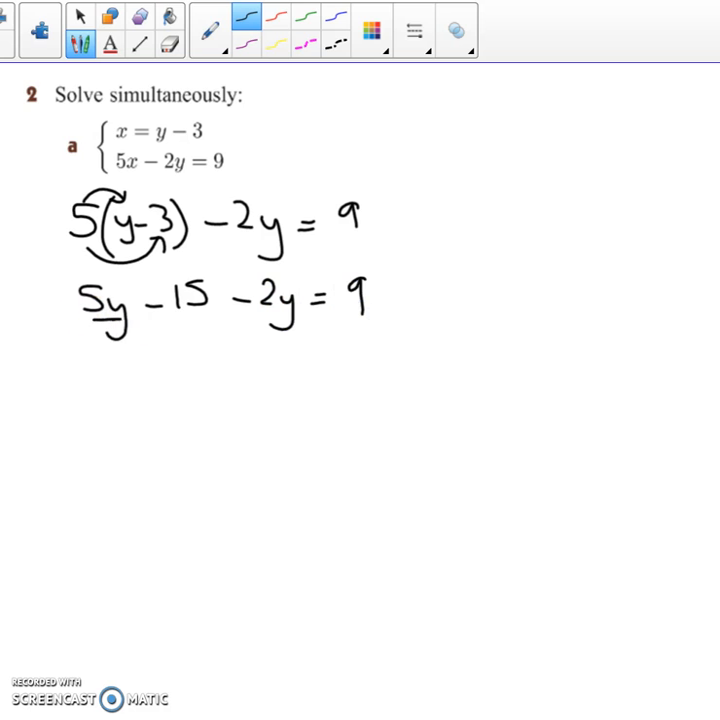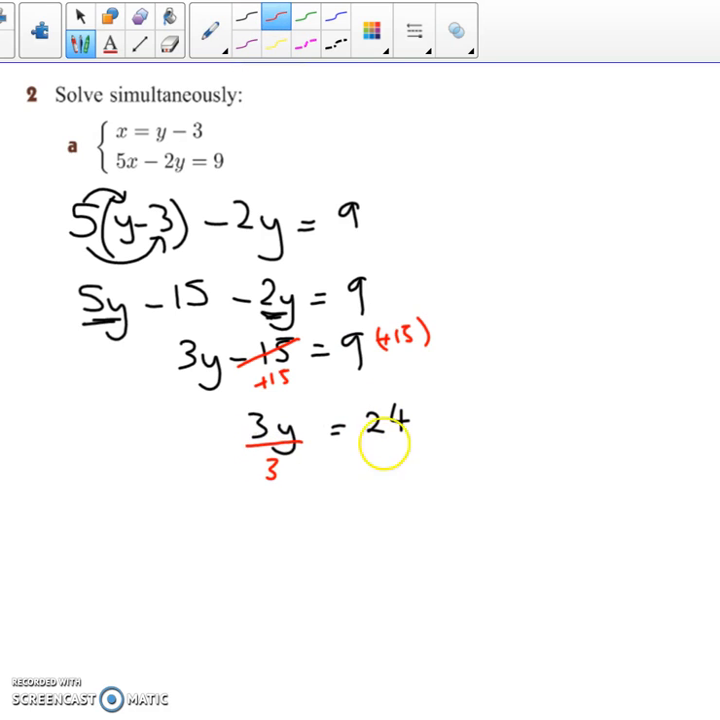So once again, collecting like terms, 5y take 2y will give me 3y, take 15, being 9. I'm going to try and get y by itself. To eliminate that one, we need to add 15 there, which means we also add 15 to the other side, which gives us 3y equals 9 plus 15, being 24. We want to get y by itself, so we divide by 3 on both sides, leaving us with y, because they cancel. 24 divided by 3 should be 8. So we've got y is 8.